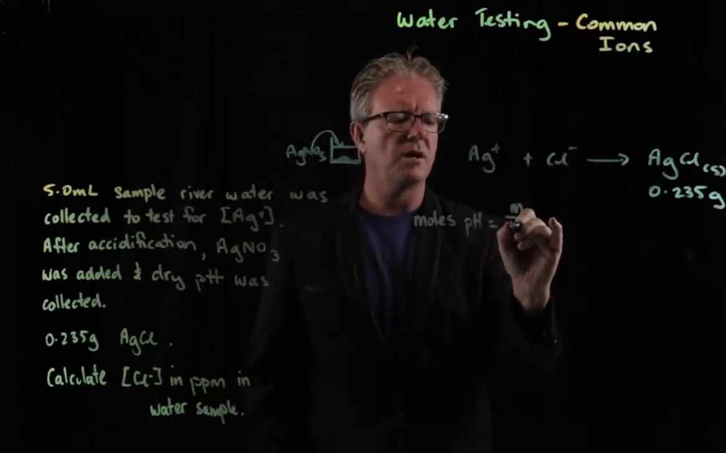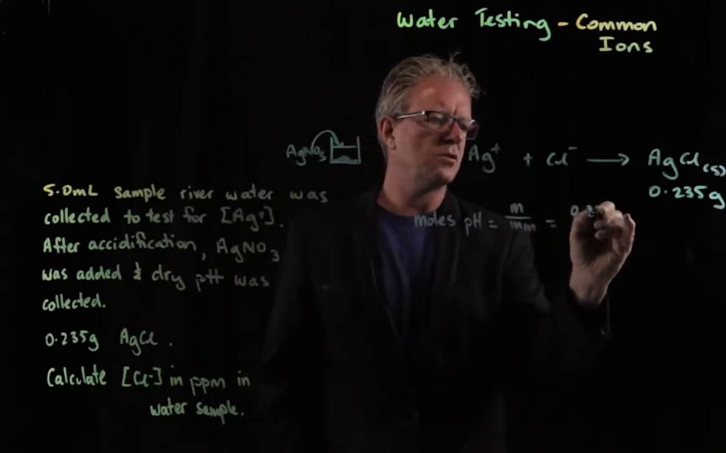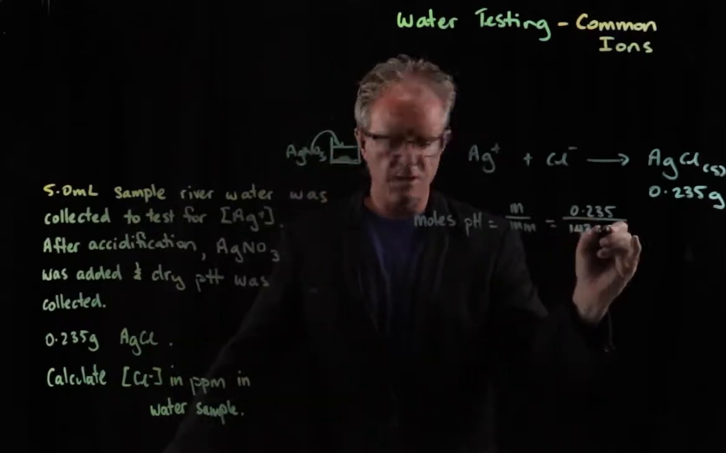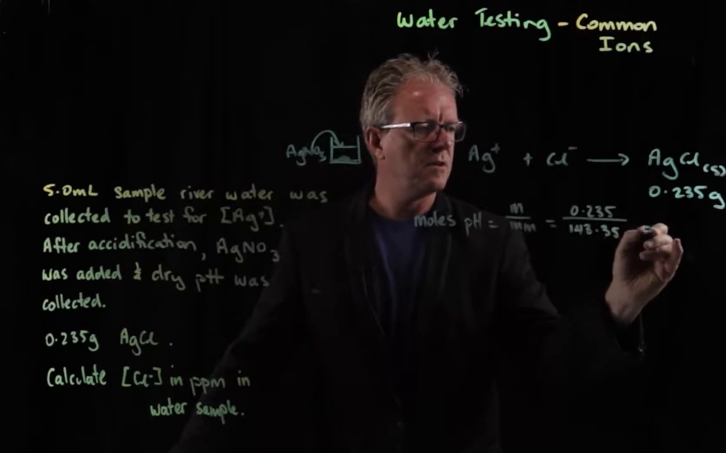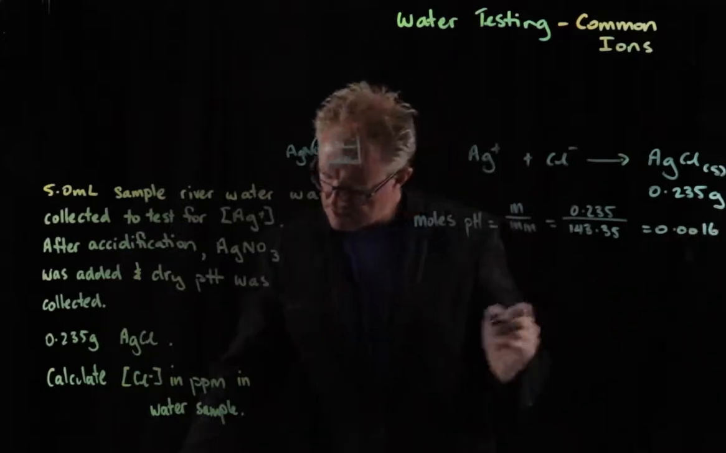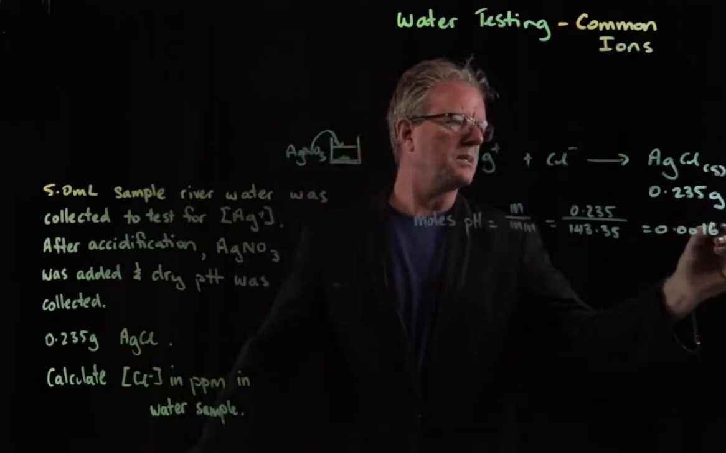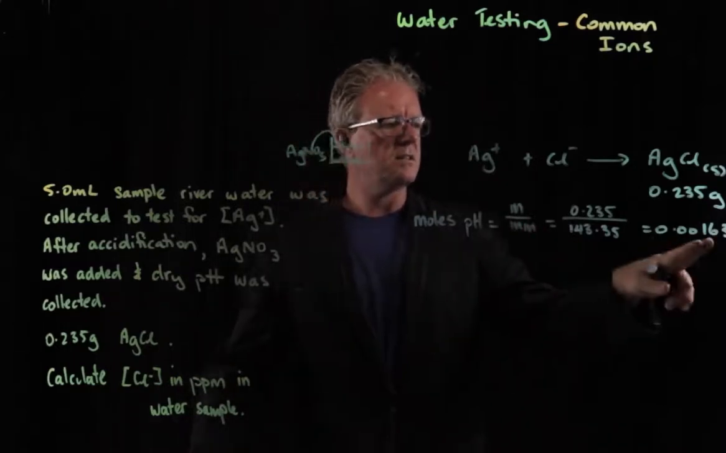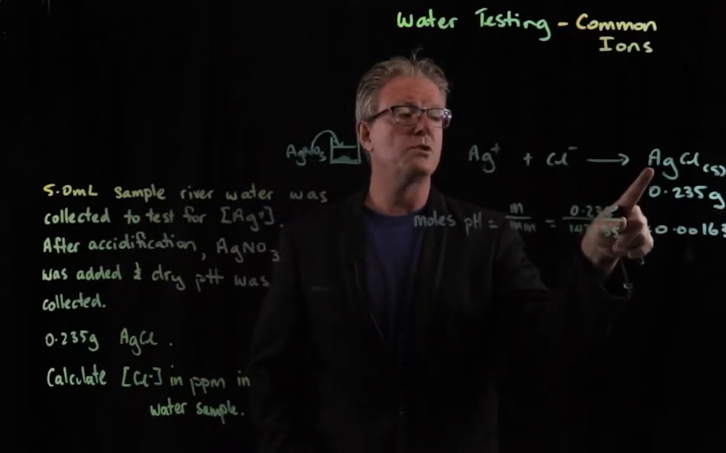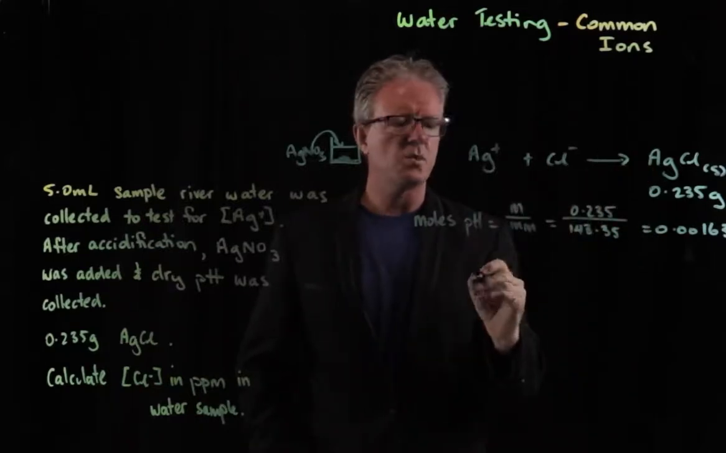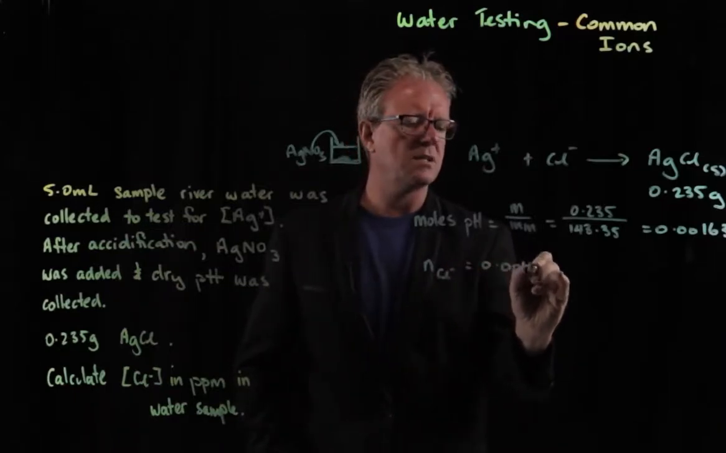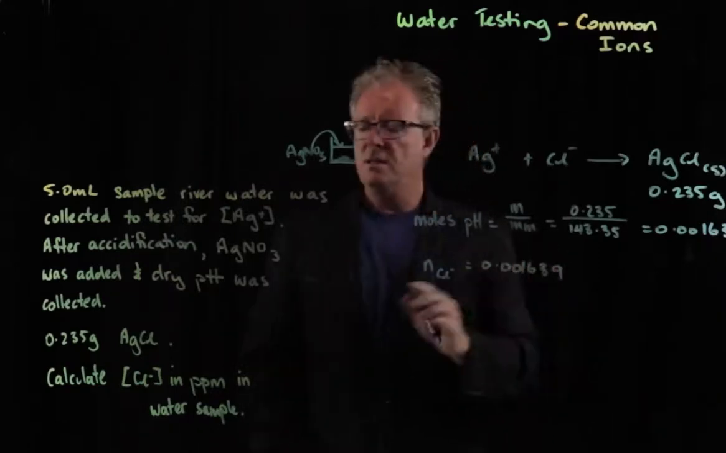So that's its mass divided by its molecular mass. So the mass is 0.235 divided by the molecular mass of silver chloride, which happens to be 143.35. And so that works out to be 0.001639. All right, so that's the number of moles. Now, the molar ratio is 1 to 1 to 1. So the number of moles of silver chloride produced is equal to the number of moles of chloride in the water sample. So therefore, the number of moles of the chloride in the water sample is 0.001639.